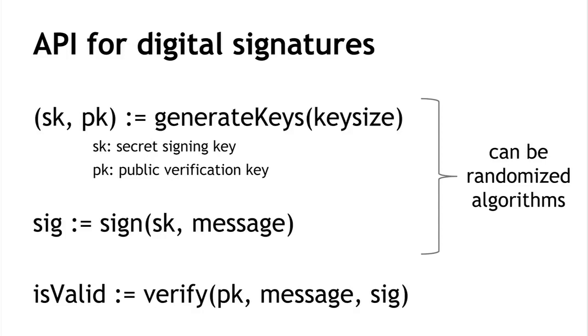These three operations, these three algorithms, constitute a signature scheme. I'll note that the first two can be randomized algorithms. The verification won't be; it will always be deterministic. And in fact, if you think about it, generate keys had better be randomized, because it ought to be generating different keys for different people.